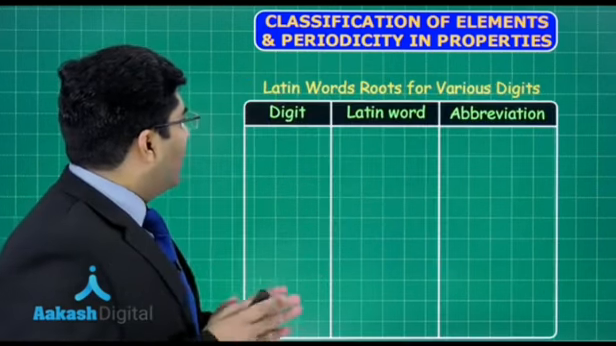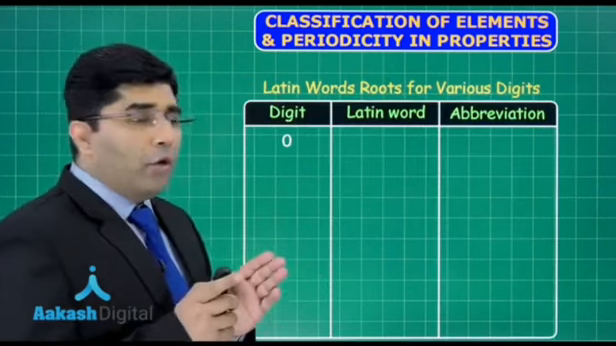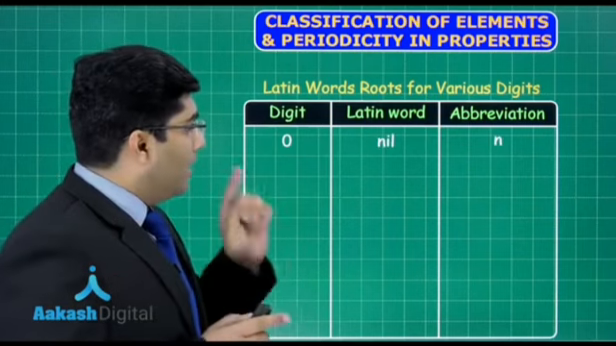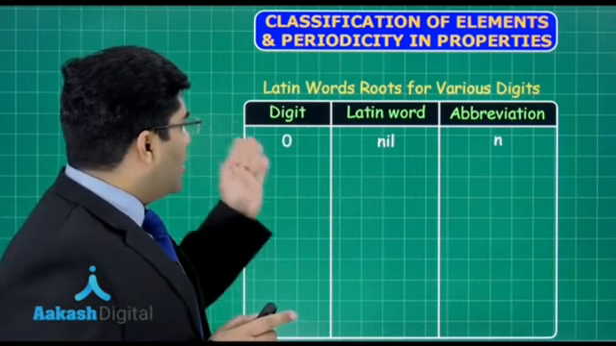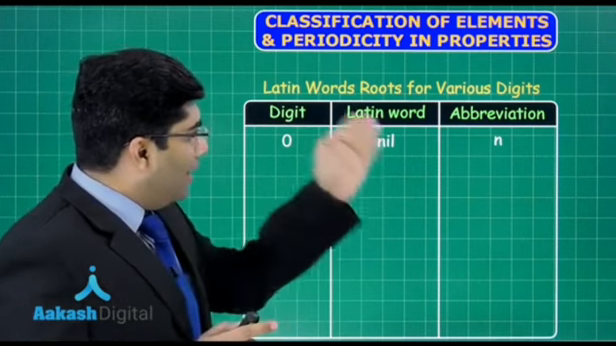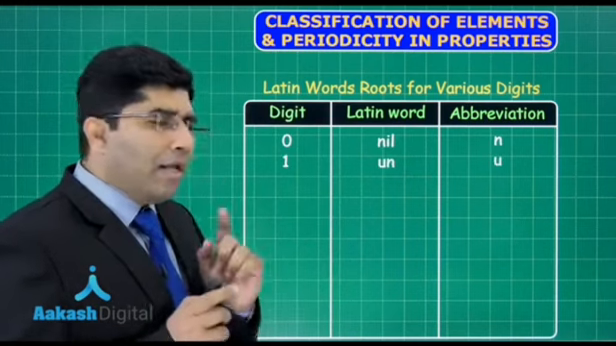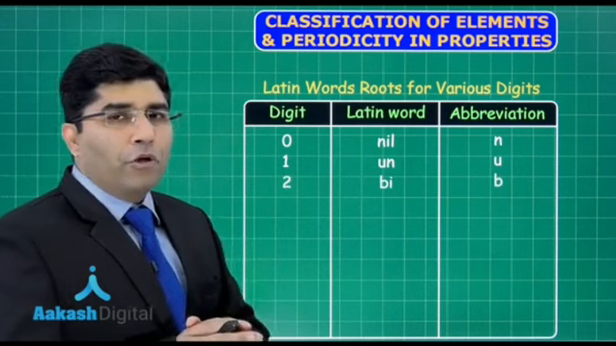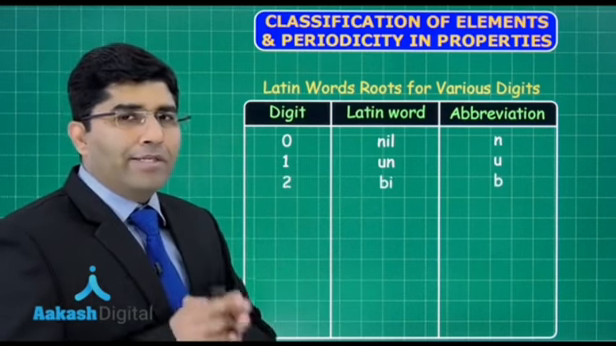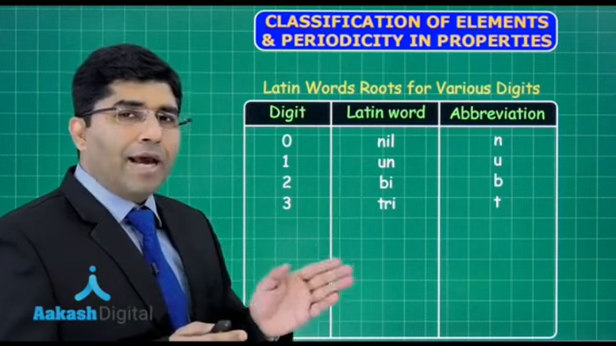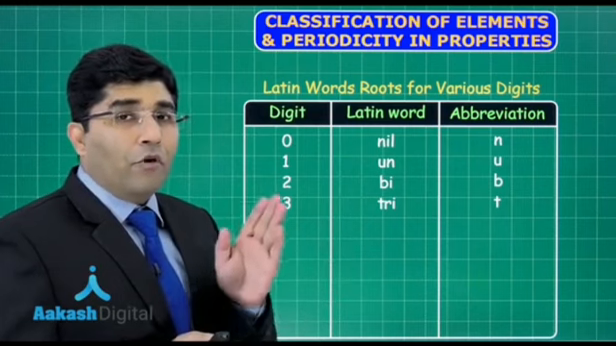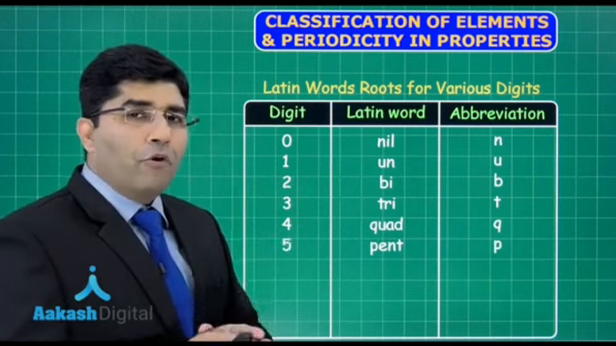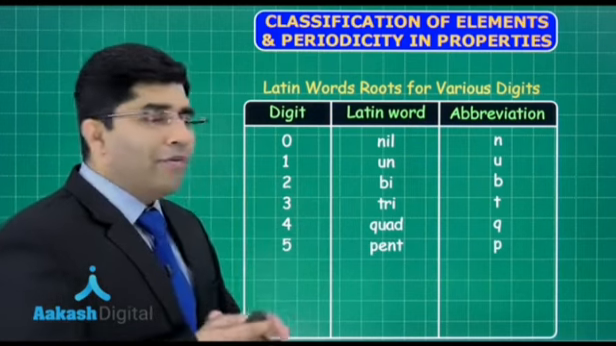So, let's start with the digit 0. The Latin word for 0 is nil and its abbreviation is N. Similarly, 1 is un and its abbreviation is U. For 2, it is bi and the abbreviation is B. For 3, it is tri, abbreviation T. For 4, it is quad and the abbreviation is Q. For 5, it is pent and the abbreviation is P.